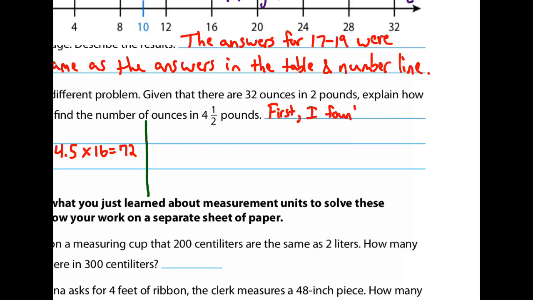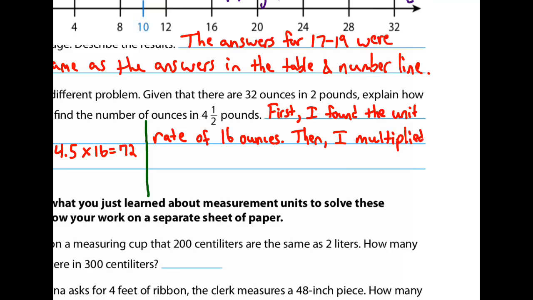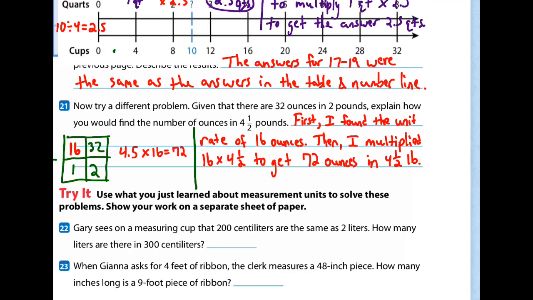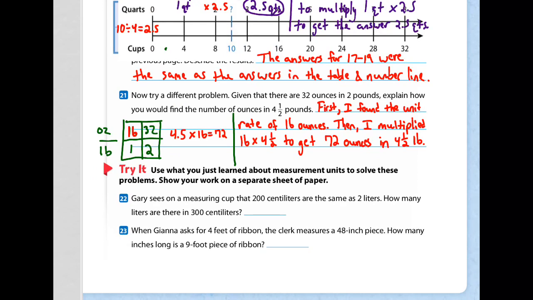I found the unit rate of 16 ounces. Then I multiplied 16 times 4.5 to get 72 ounces in 4.5 pounds. All right, so however you got your answer, if you had 72, great.